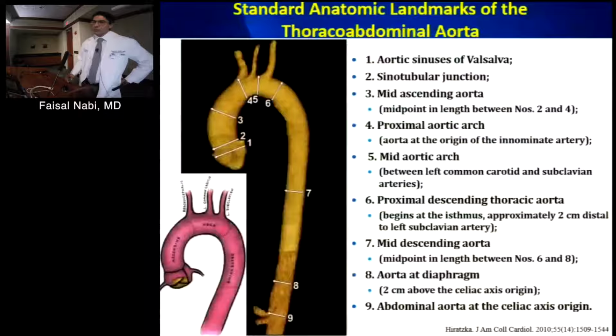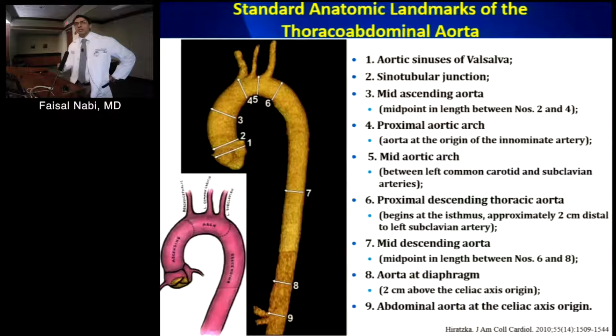To get into it, we have to know a little bit about anatomy, so we all talk the same language. This is the aorta, and it's divided into specific segments. When we make measurements, especially in CMR, we're very particular to make them in the same location. The ascending aorta is defined from the aortic root all the way to the brachiocephalic trunk. It includes the aortic root and the tubular ascending aorta. The aortic arch is from the brachiocephalic trunk to the left subclavian. The descending thoracic aorta is from the left subclavian down to the crux of the diaphragm.